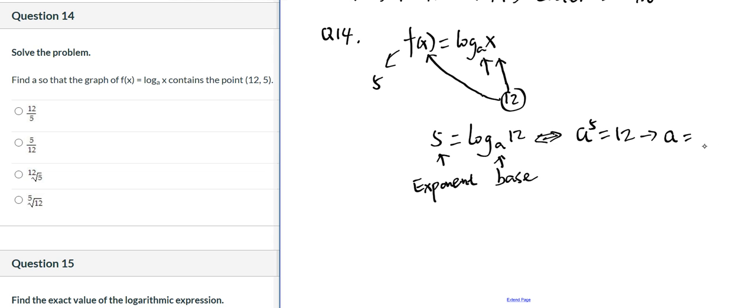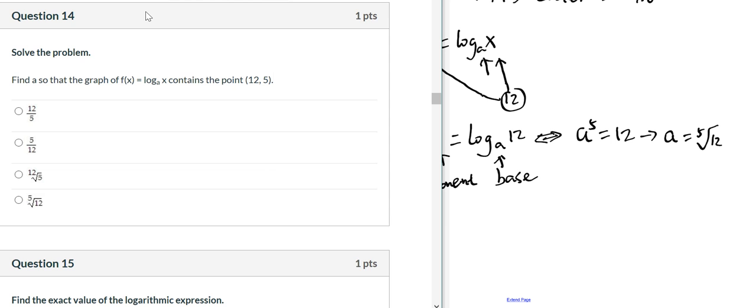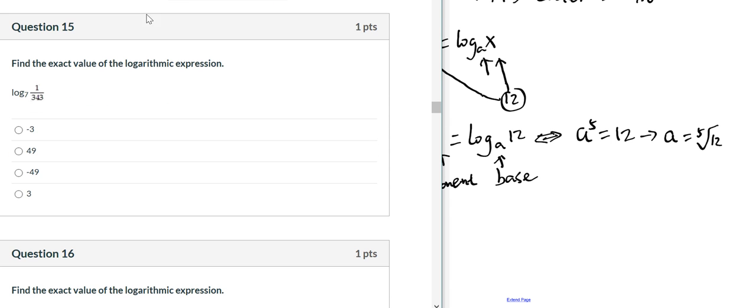Then what is a? a is the 5th root of 12. So the 5th root of 12 is which one? Is the one right here. Okay. Now keep going.